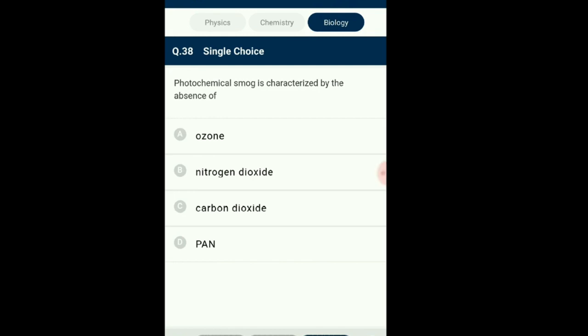Los Angeles was the first place to have experienced the effects of photochemical smoke, hence it is also called Los Angeles smoke. Ozone causes damage to mucous membranes, whereas PAN damages rubber and inhibits chlorophyll formation in plants. So the answer for this question is option C, carbon dioxide.